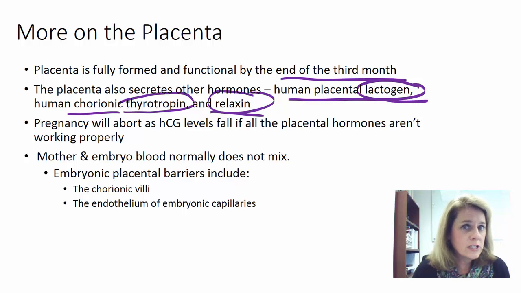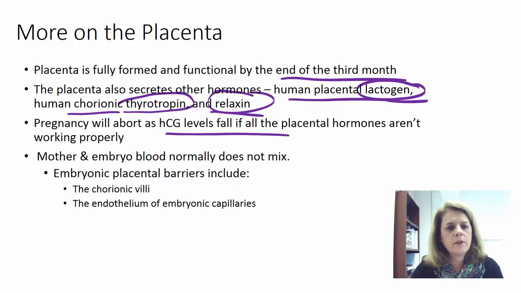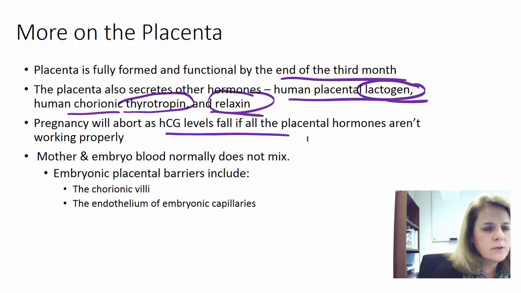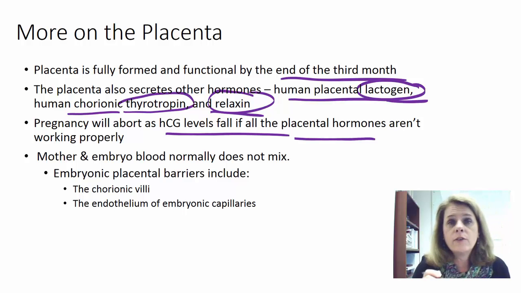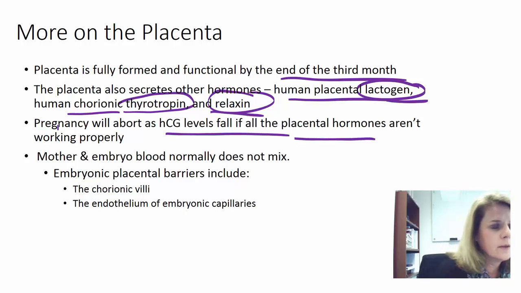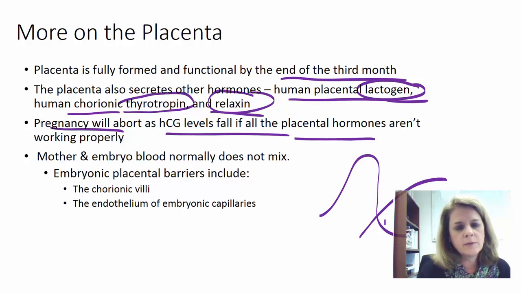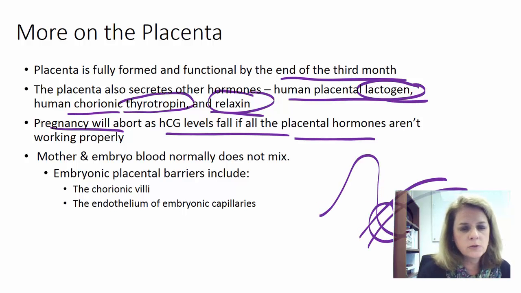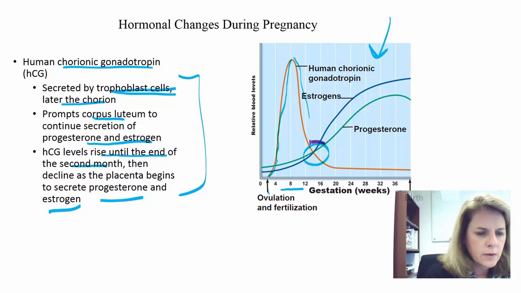If you don't have enough HCG being produced early on, then the pregnancy will abort. As your HCG levels start to fall, if the placenta doesn't take that over, then the pregnancy will abort. So the HCG levels, remember, they go up and then come down. And if the placenta is not doing its job at about 12 weeks, then the pregnancy will abort. Let me go back to that slide. So here's what I'm talking about.